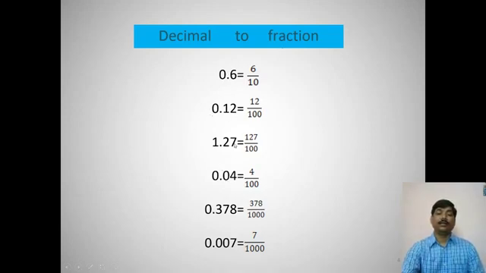So we convert decimal to fraction by this method. What are we doing here? First we remove the decimal and write the whole number as the numerator, and upon it write 1 and then zeros. How many zeros? Equal to the number of digits after the decimal point.